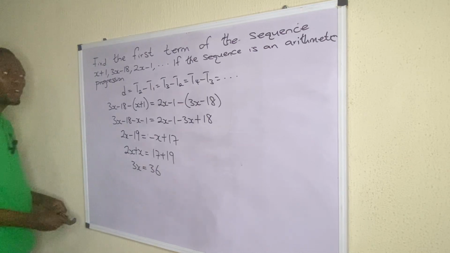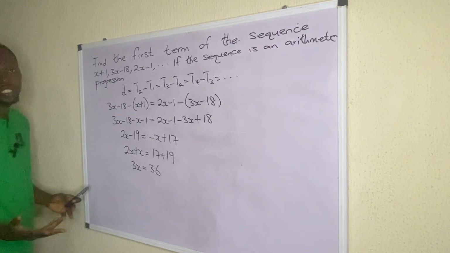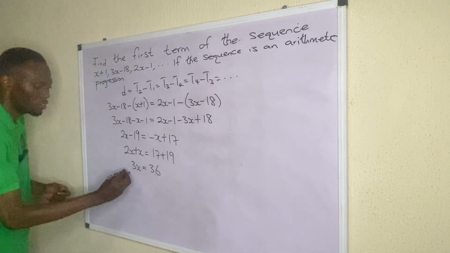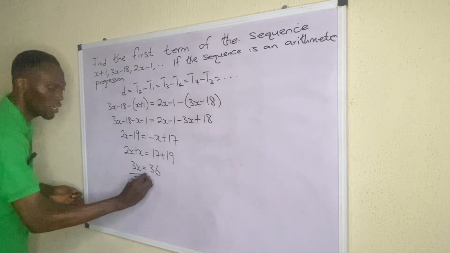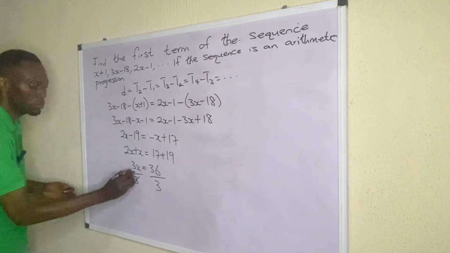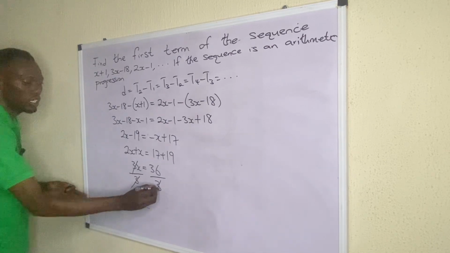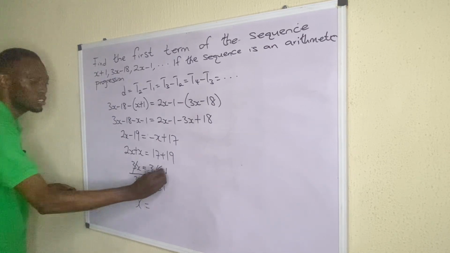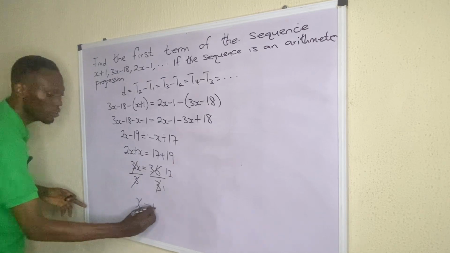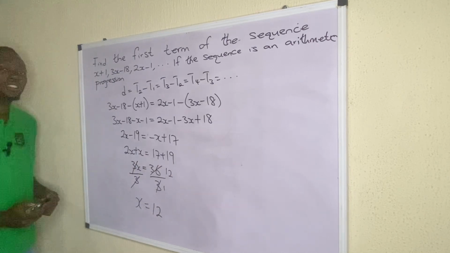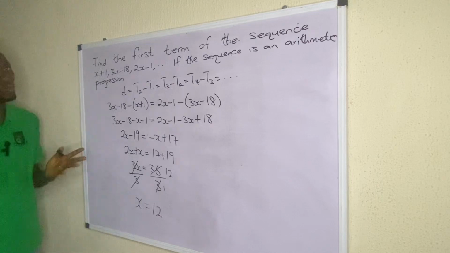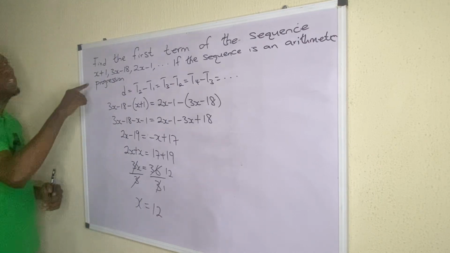Now to get x, I have to divide both sides by the coefficient of x, which is 3. So if I divide 3x by 3 and I divide 36 by 3, 3 will cancel 3, I'll be left with x, which is equal to 36 divided by 3. 3 into 36 is 12. So the value of x is 12. But that is not what we are told to find. We are not told to find the value of x.